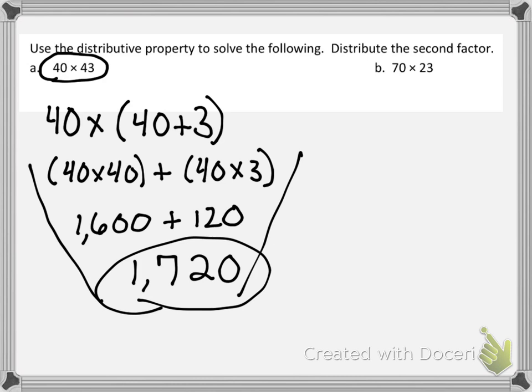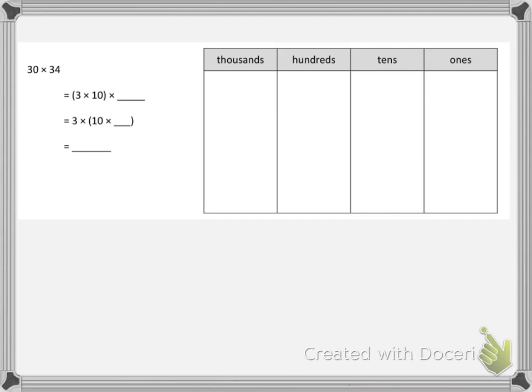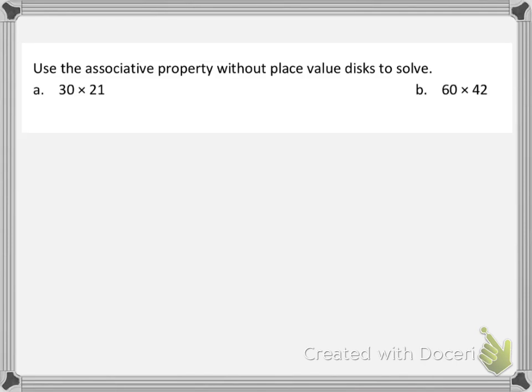Excellent job. All right, the next couple of problems, give your best. Using the place value chart and the associative property, please find 30 times 34. And I really would like to see your work tomorrow in school. Now for the second problem, just use the associative property to solve 60 times 42. Without the place value chart, just use the associative property. Regroup the numbers. And I'd really like to see your work tomorrow in school.